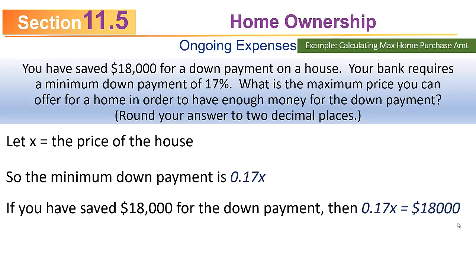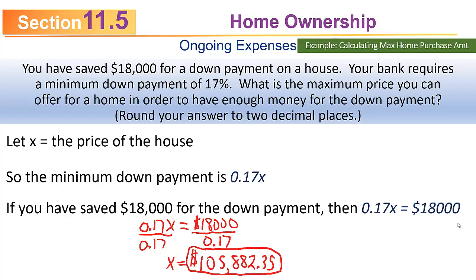0.17x is equal to 18,000. If you divide both sides by 0.17, you'll find out that the most expensive house you can afford to buy, given that restriction of a 17% down payment, would be a $105,882.35 house. So if you're looking at homes, there's no sense in looking at a home any more expensive than that because you couldn't afford to buy it.